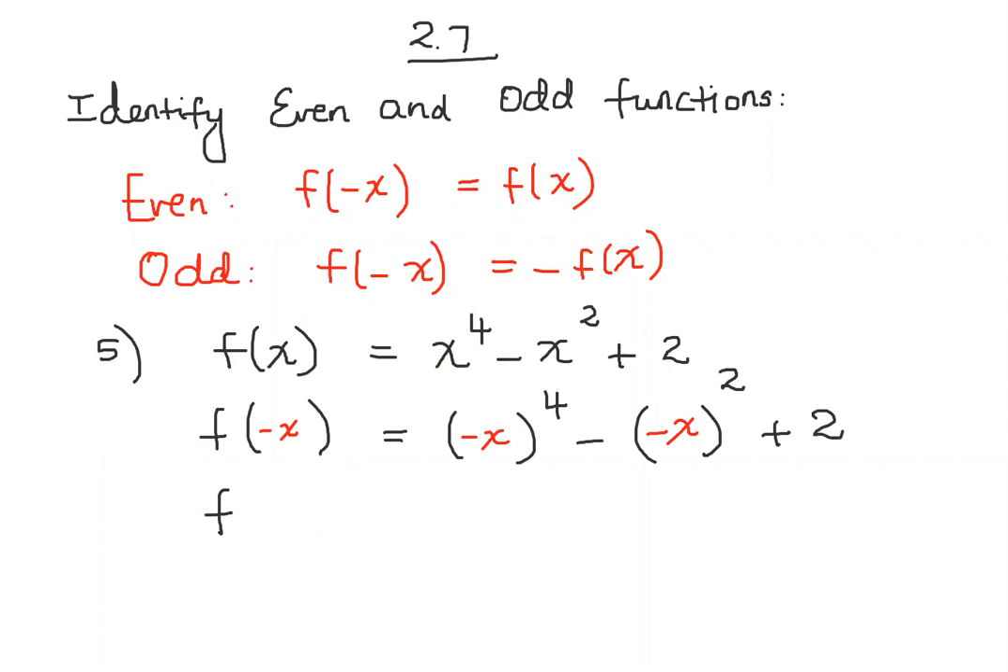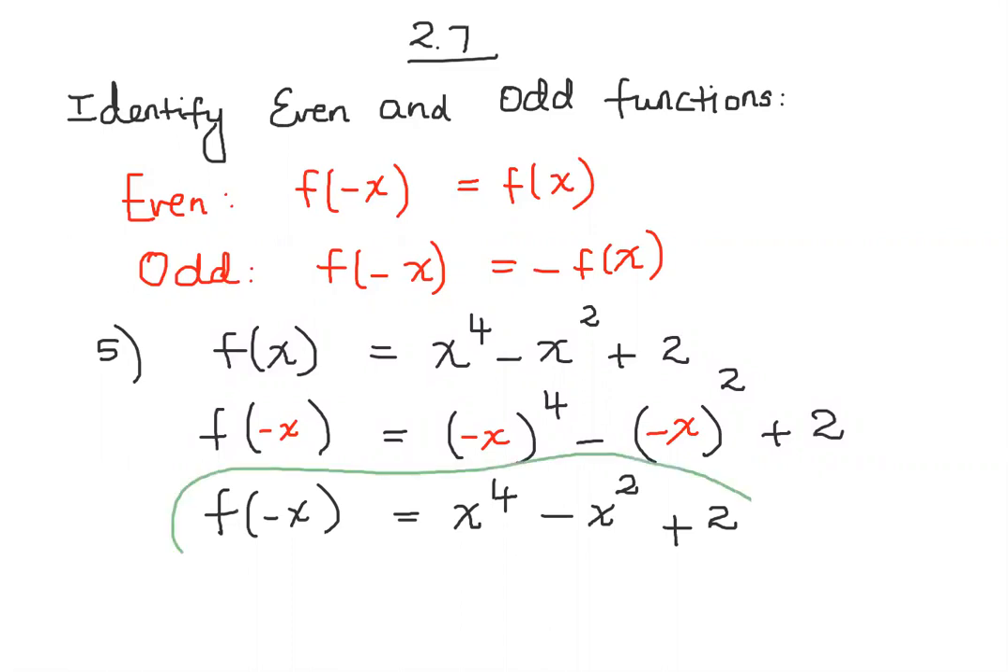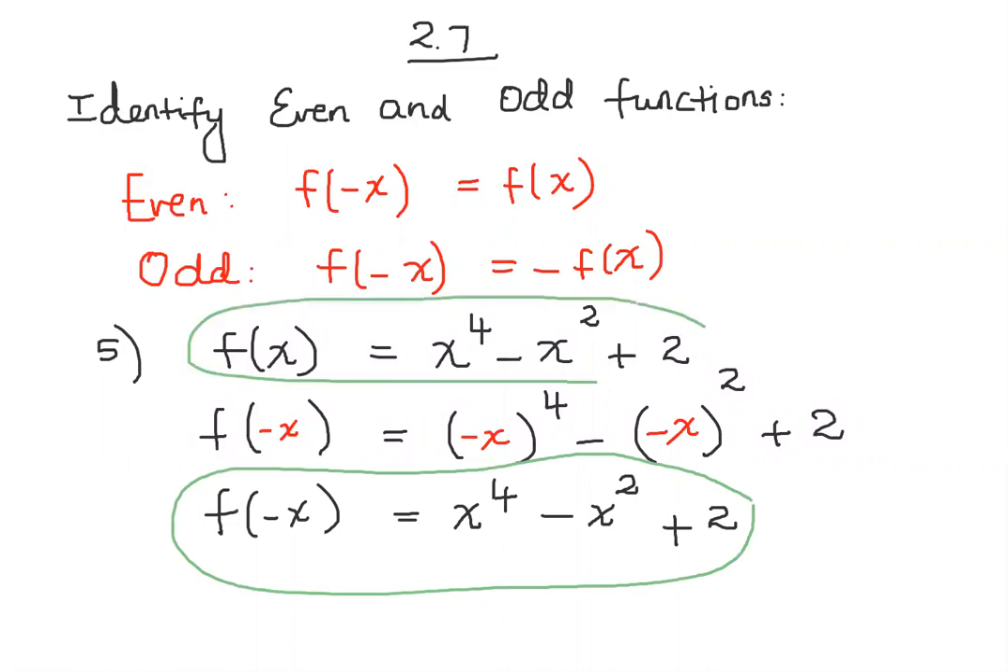So we get f of negative x equals negative x to the power 4. When you multiply a negative number an even number of times, it becomes positive, minus, and then again even power, so it's going to be x squared plus 2. Now compare this one with the original function. So this is what we got after we replace x by negative x. And look at the original function, which is also the same. They both are the same. So if you get the same function after you replace x by negative x, then the function is going to be even.